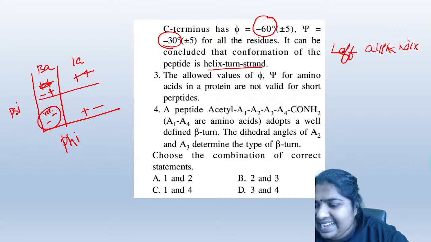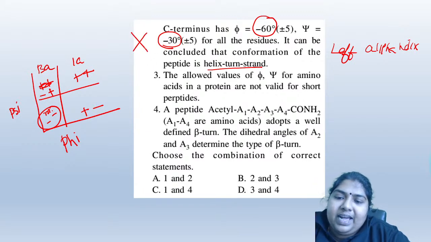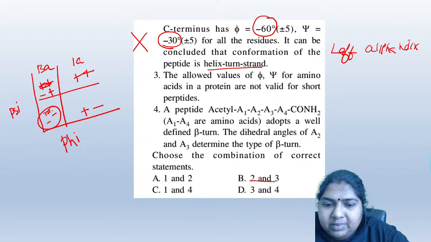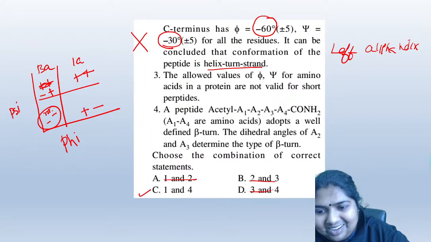Be quick, we don't have much time. Fastly we'll revise. It is going to be a false statement. So wherever you see 2, you can eliminate it, and you know 1 is correct, so definitely C becomes the answer. Got it?